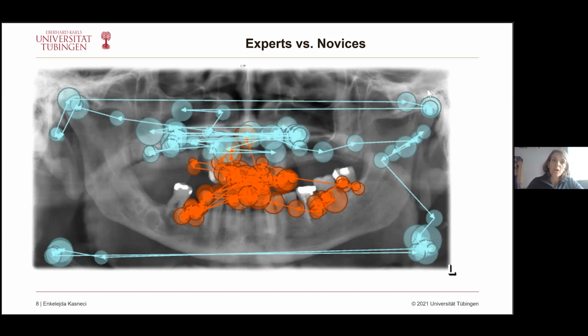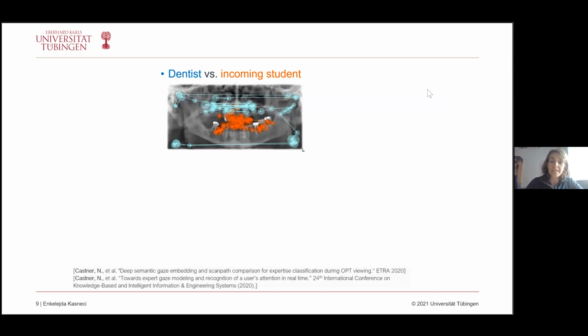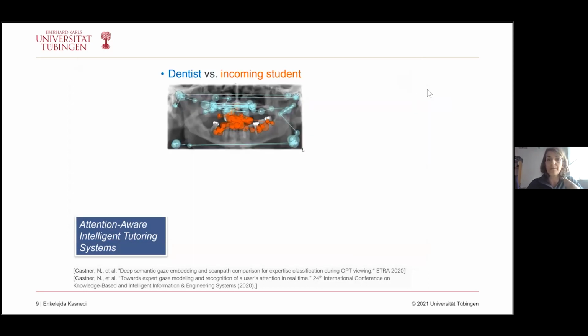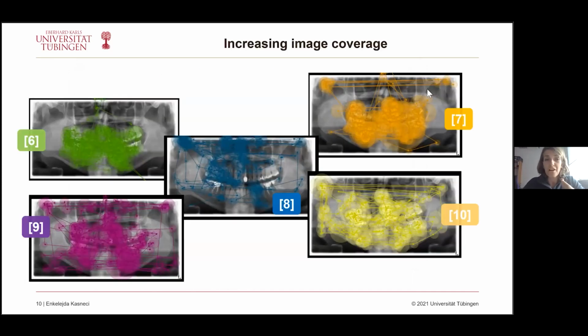So the question that we ask is, given that the differences are that large, can we have something like an attention-aware intelligent tutoring system, which means a tutoring system that helps us to do the image inspection as an expert does it? And of course, there are a lot of things to solve along this path, because as you may know, domain knowledge is not something that is binary, but is something that is increasing over time.